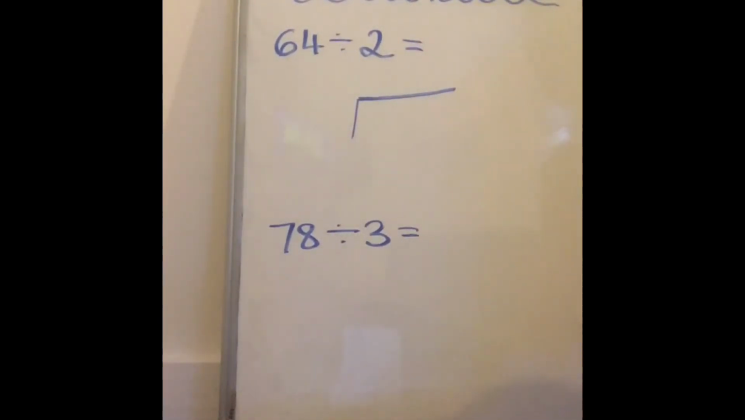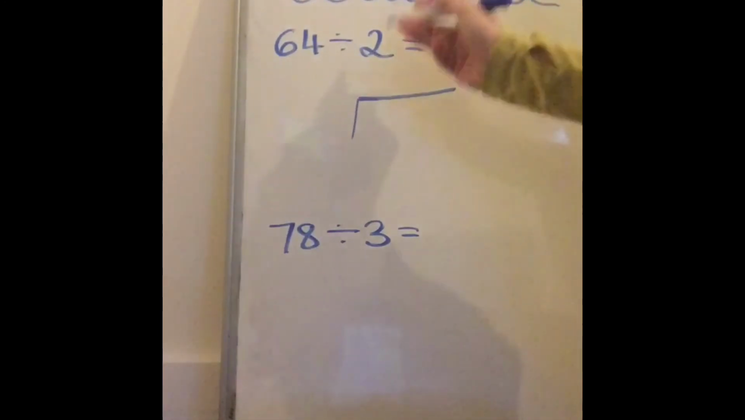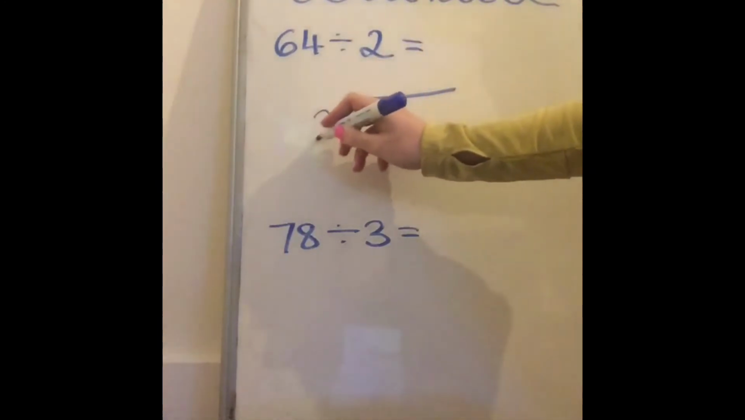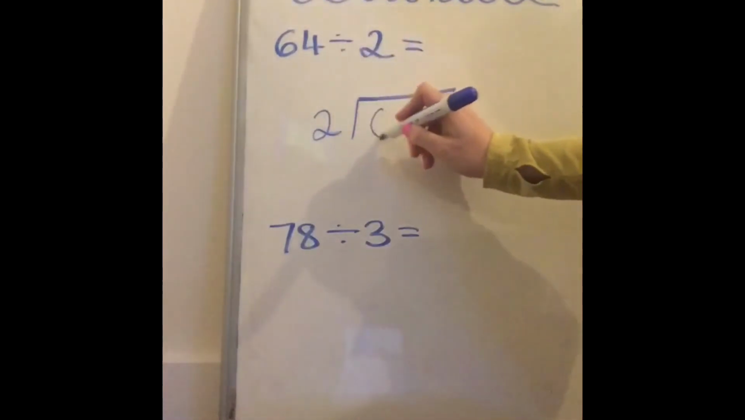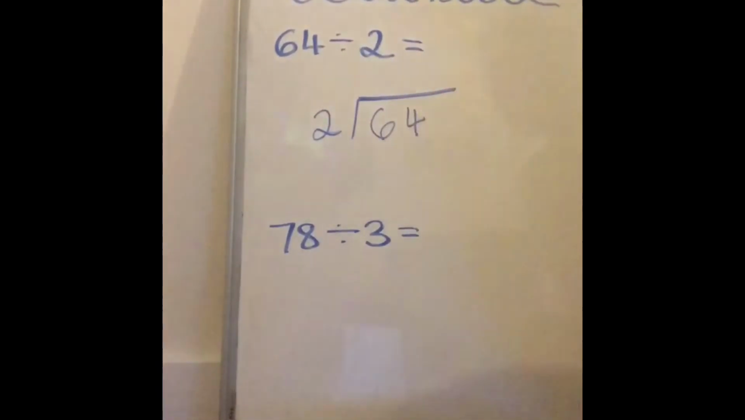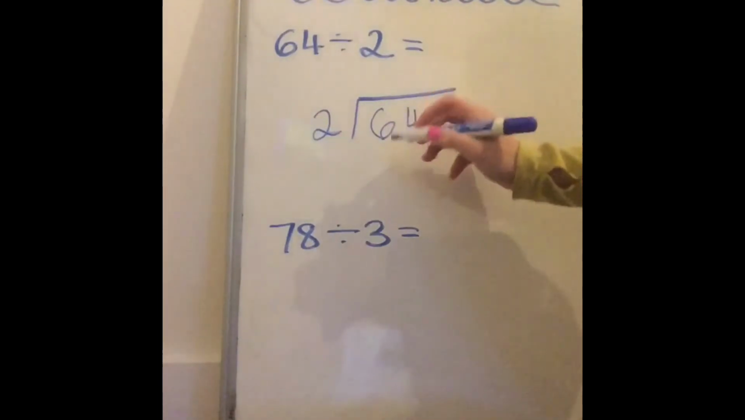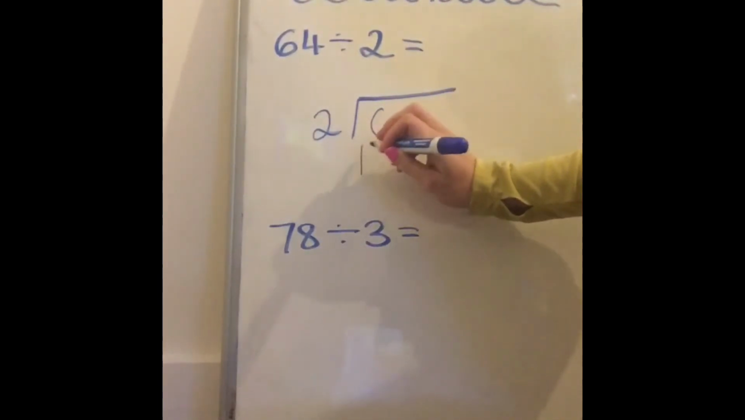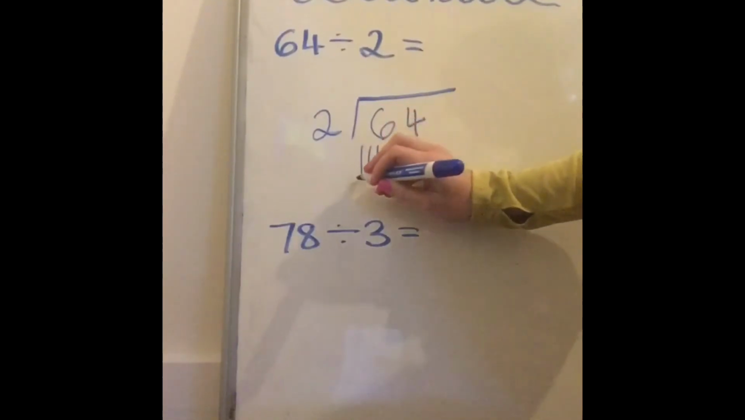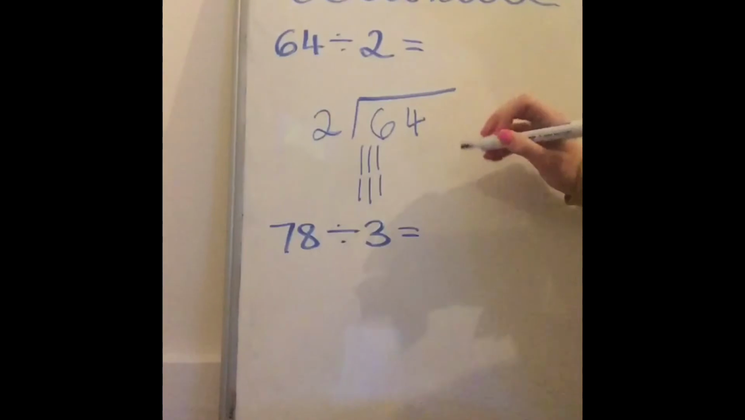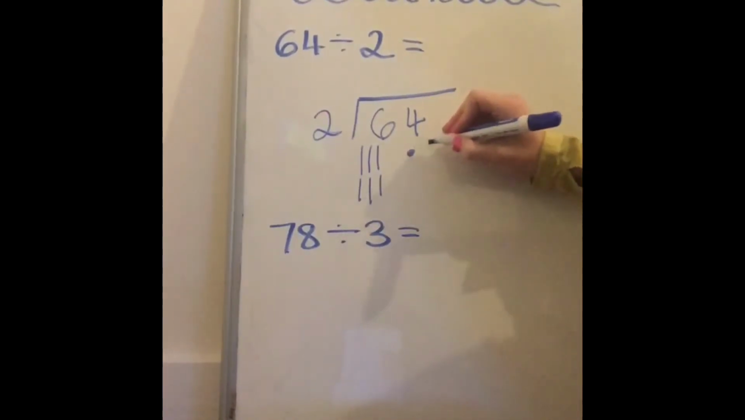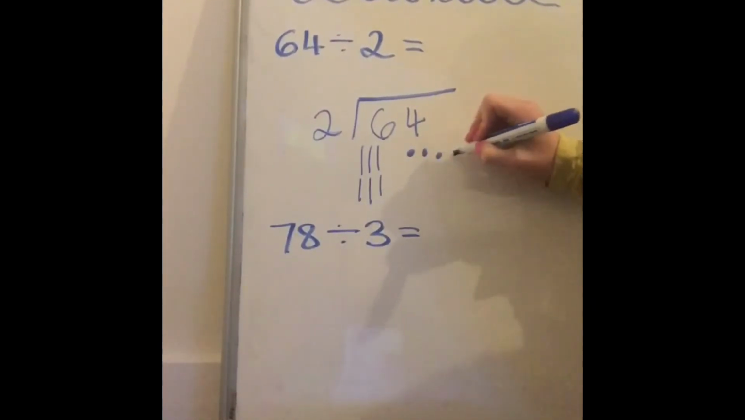Nice and simple. Now, the number we are dividing by is the one that always goes on the outside. So there's our 2. And the number we are dividing goes in the bus stop. There we go. We start by drawing our tens. There are 6 tens, so 1, 2, 3, 4, 5, 6. And then we draw our ones. There are 4 ones. 1, 2, 3, 4.